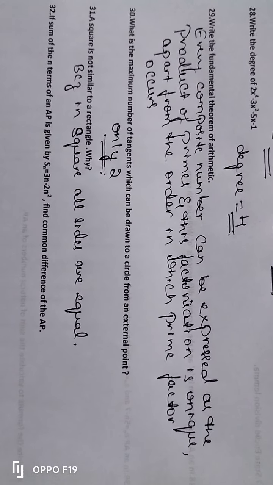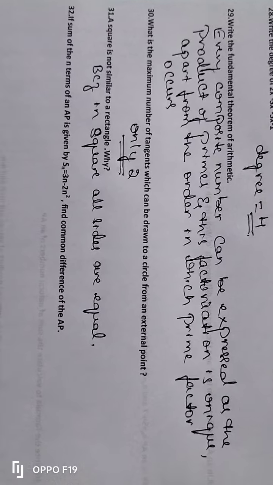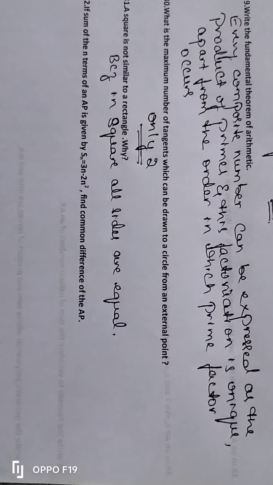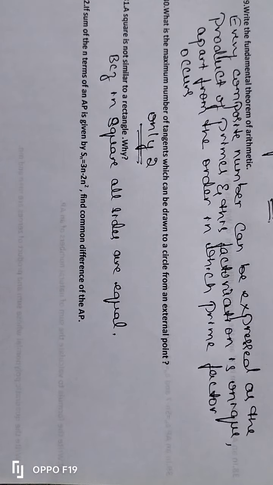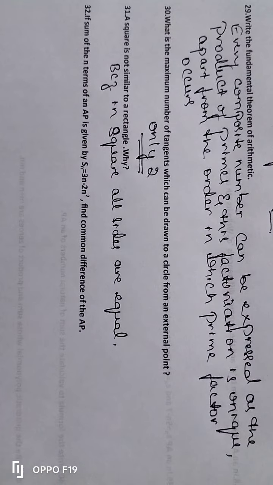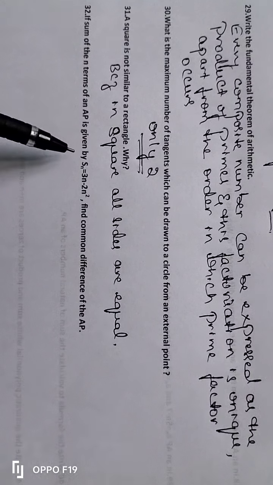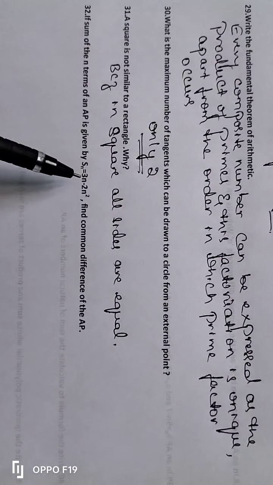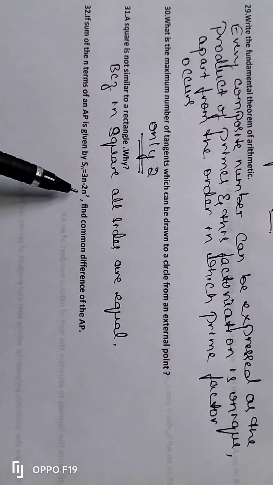Because in square all sides are equal, but in rectangle opposite sides are equal. Okay. Then coming to the 32nd question. If the sum of n terms of an AP is given by Sn is equal to 3n minus 2n square, then we have to find the common difference.